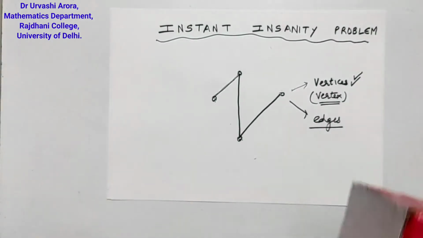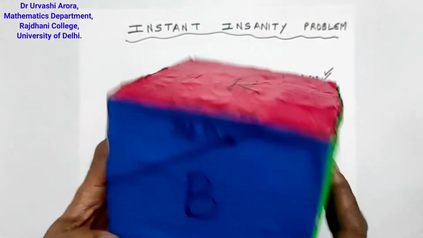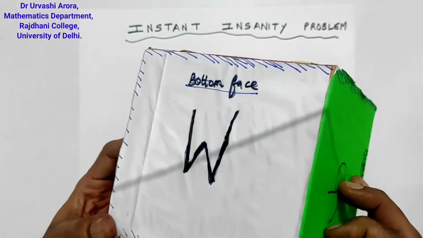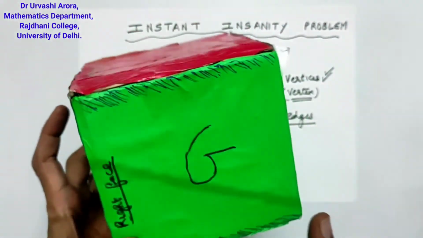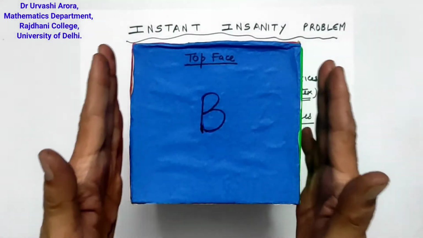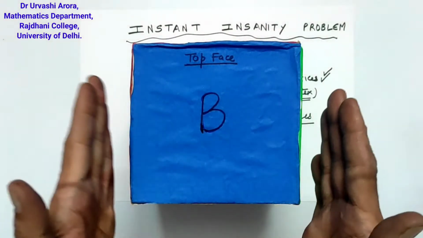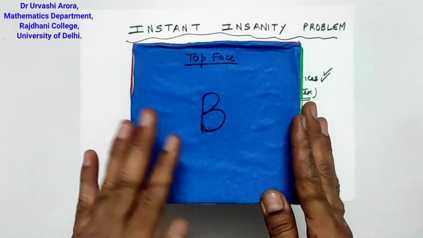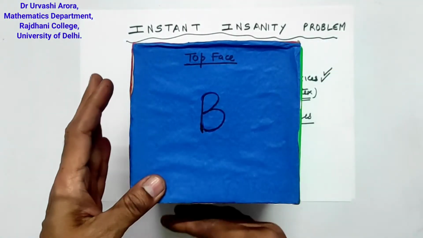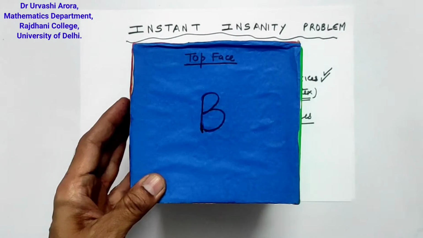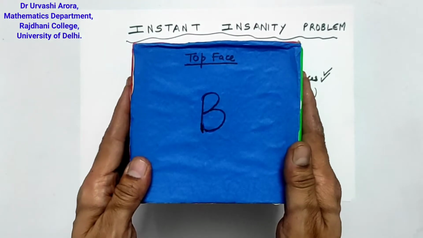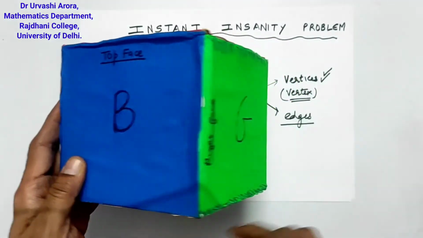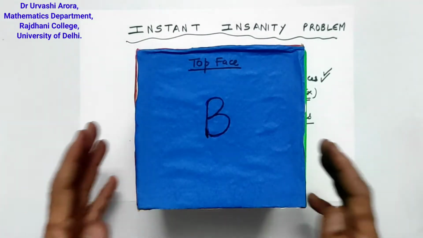Now coming back to the instant insanity problem. As I have already mentioned, the instant insanity problem deals with four cubes, the faces of which are painted with four different colors: green, red, blue, and white. The problem is that you have to stack these cubes, one above the other, in such a way that on each side of the resulting column, the front, the back, the right, and the left, you should be able to see each of the four different colors: blue, green, red, and white. That is the instant insanity problem.